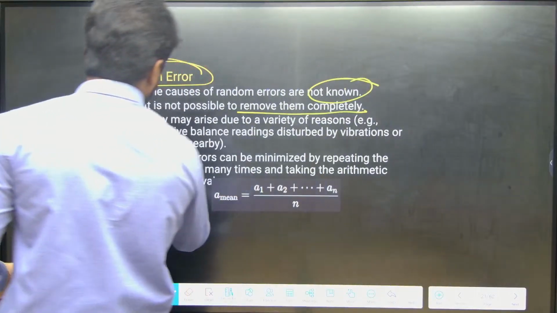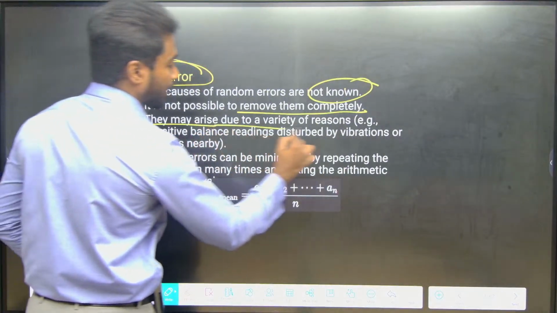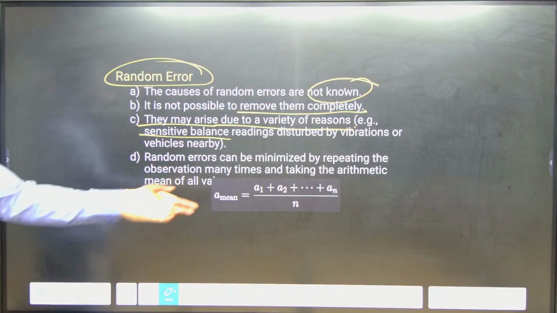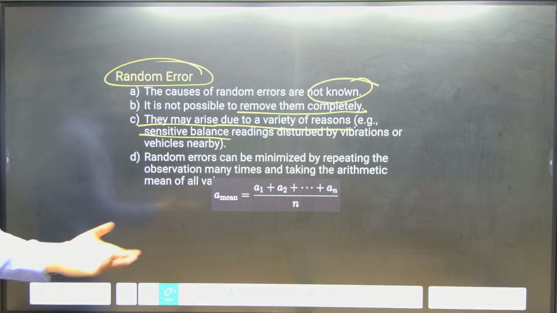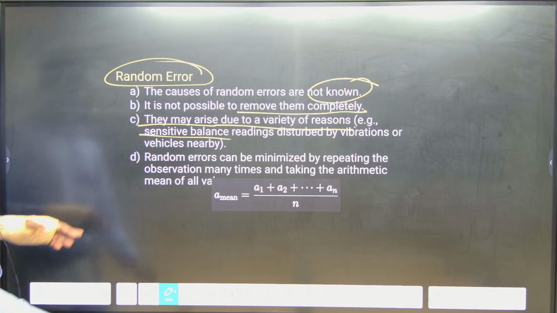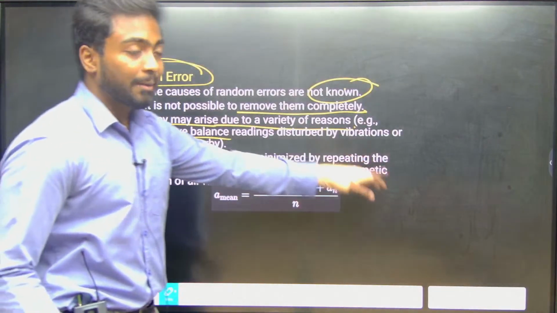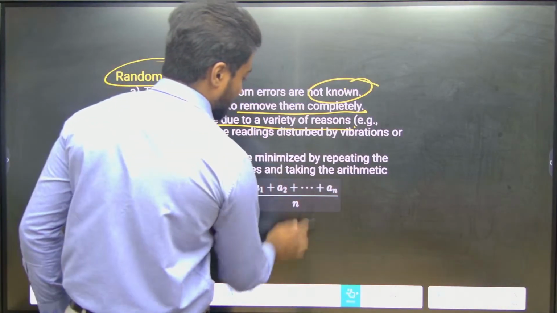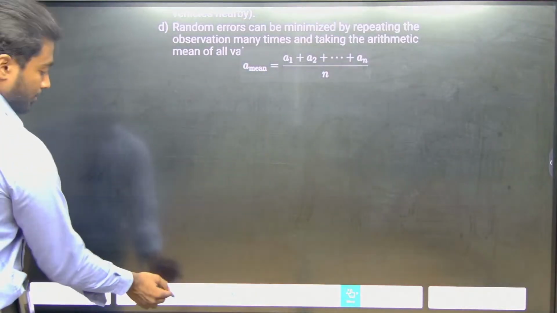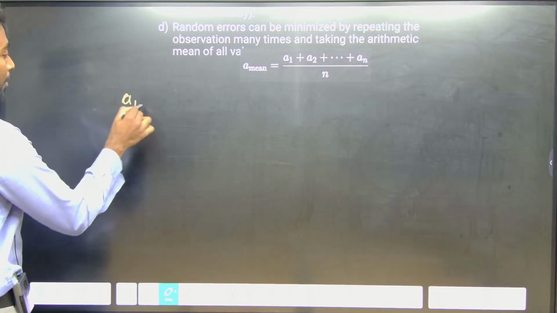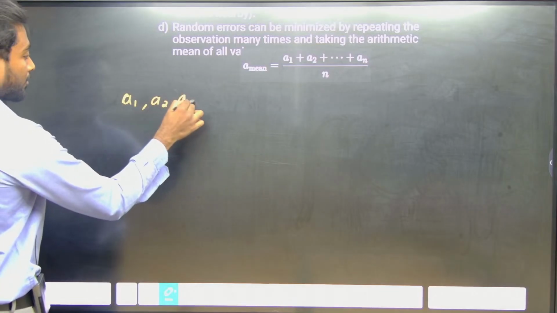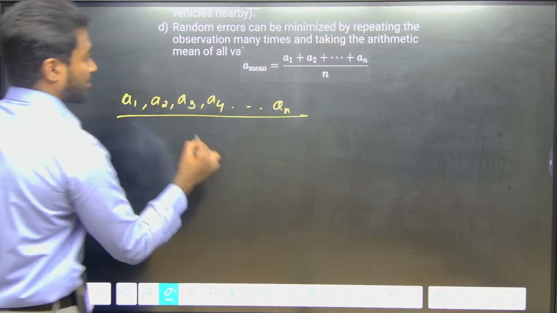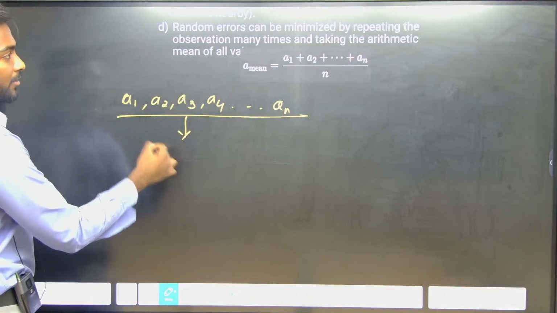They may arise due to a variety of reasons. For example, a sensitive balance reading disturbed by vibrations of vehicles nearby. Then random error can be minimized by repeating the observation many times. Repeating the observation in the sense, here A1, A2, A3, A4 up to AN, everything is observation only.